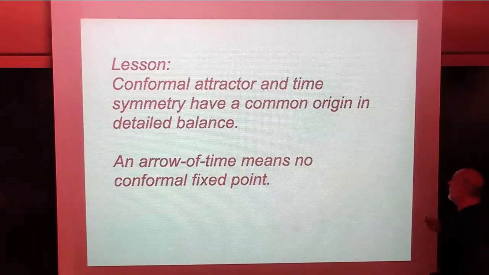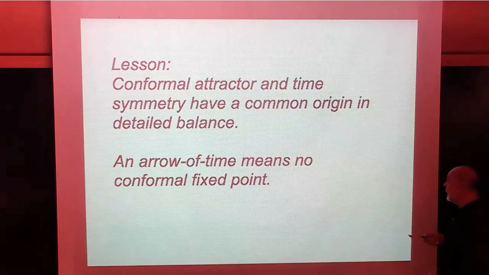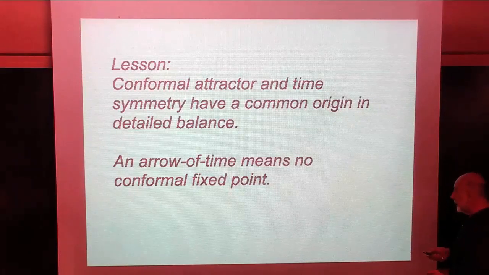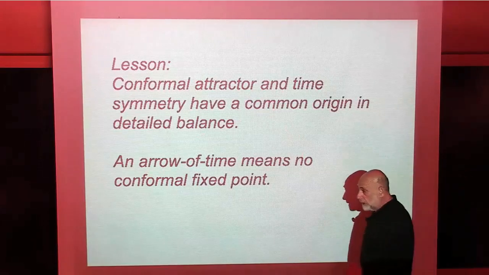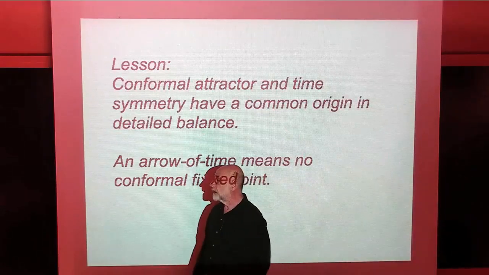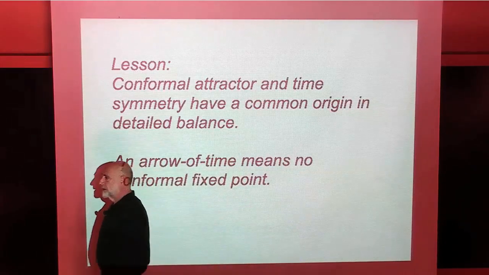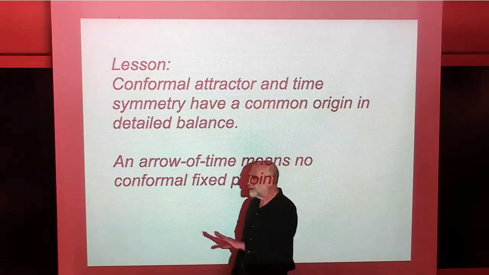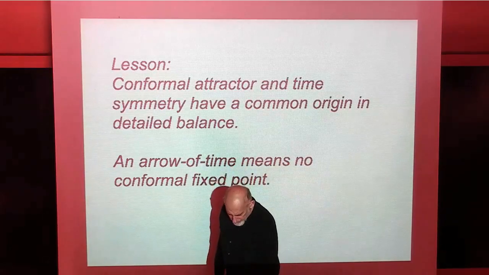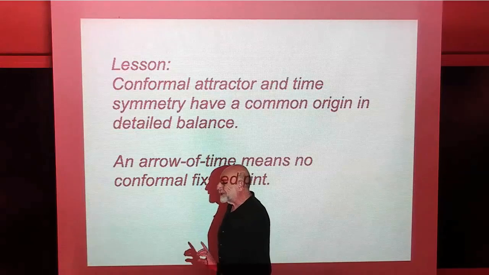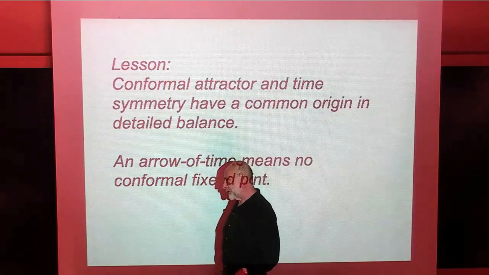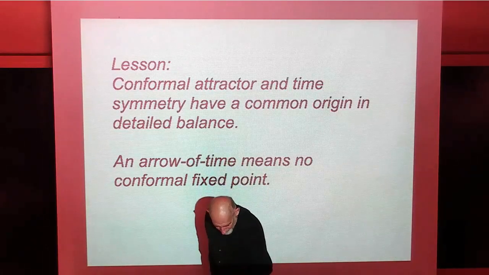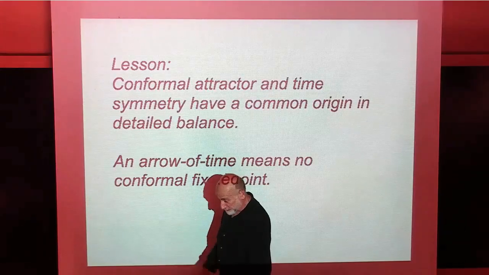Detailed balance, conformal symmetry, conformal attractor have the same origin. An arrow of time must mean no conformal fixed point. Okay. This stable conformal fixed point. What's that? Or no stable conformal fixed point? Yeah, I always get confused about that. No, I don't think it means that. But you might think what that means is it's a flow from one fixed point to another. That's not the right picture. That is definitely not the right picture.